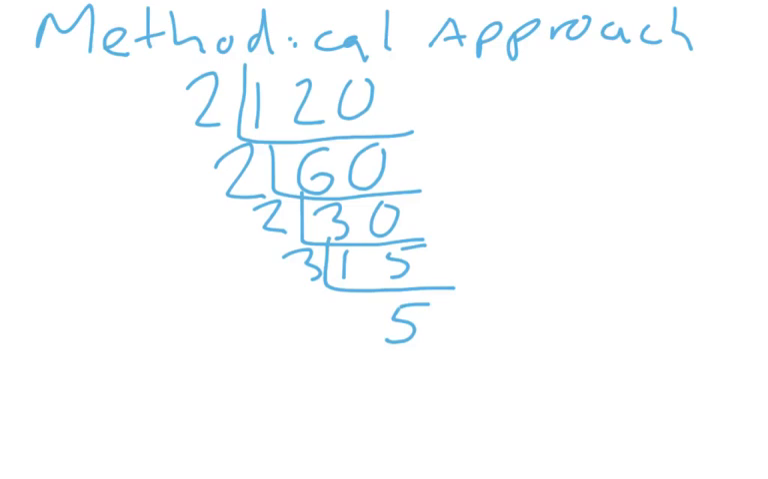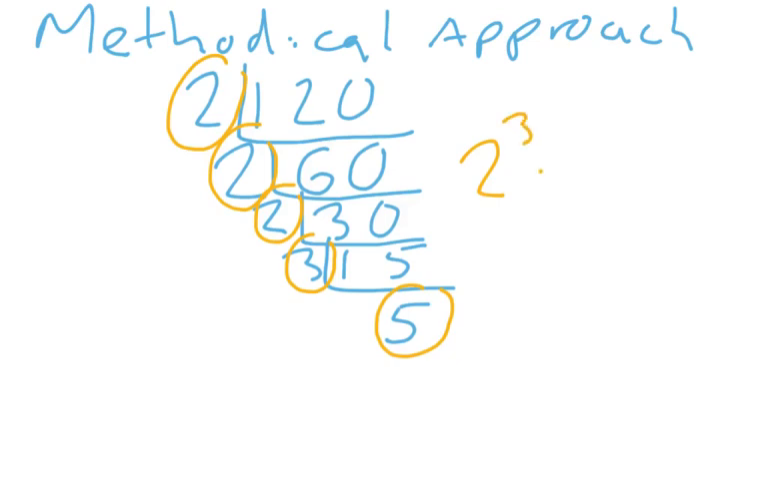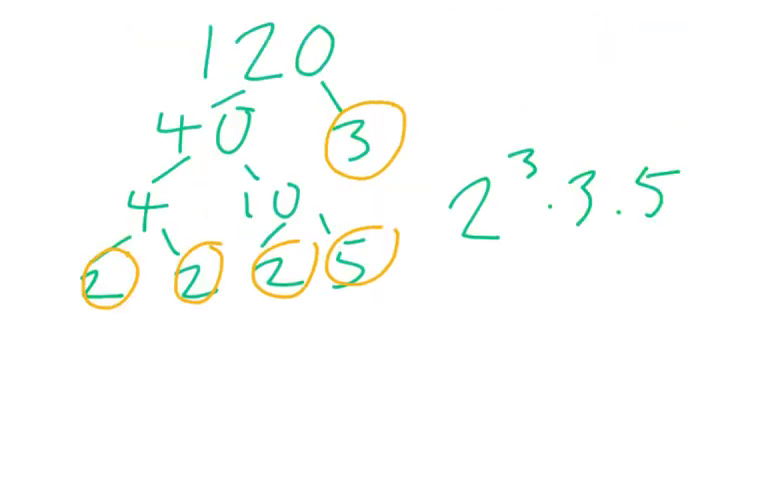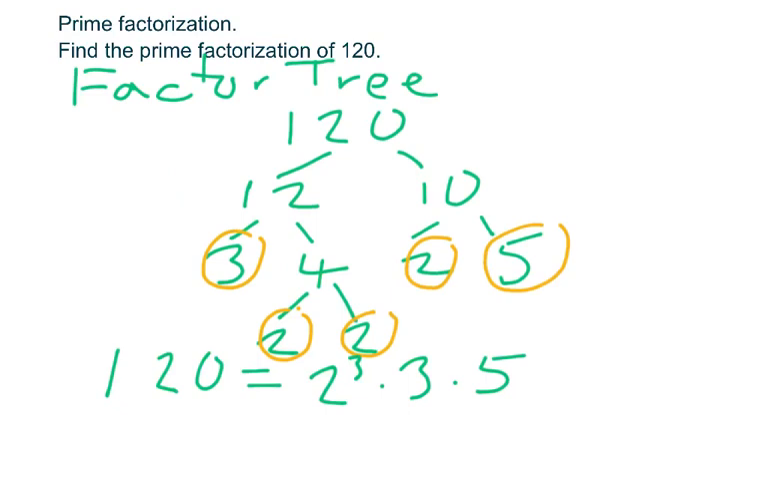And then what you do at the end is you look at all of these numbers that you divided by and the final quotient, and the factorization is the product of all those numbers. And using exponential form, that's going to be 2 to the third times 3 times 5. And guess what? That is the same answer that we got with this factor tree and with that factor tree. So 2 separate methods that you can use to find the prime factorization of a number. Hope that made sense.